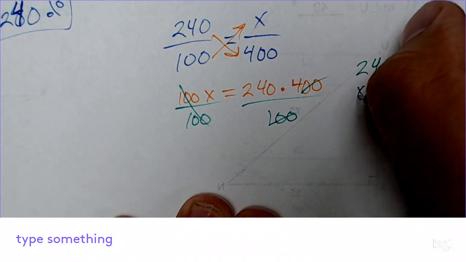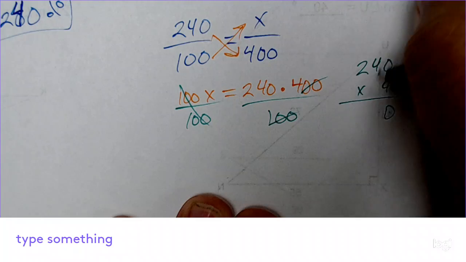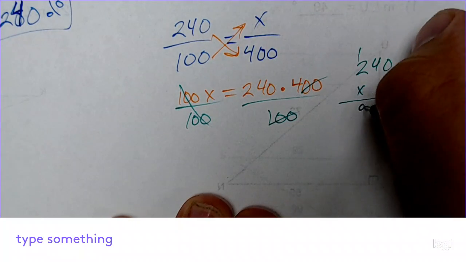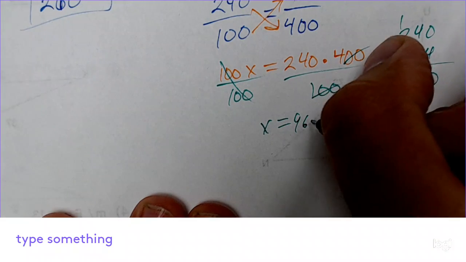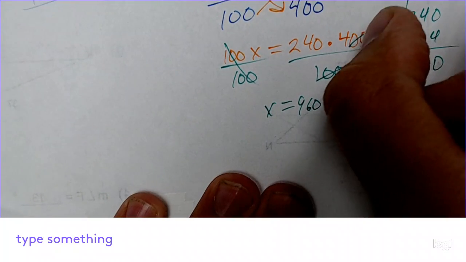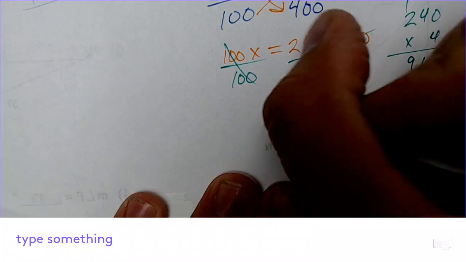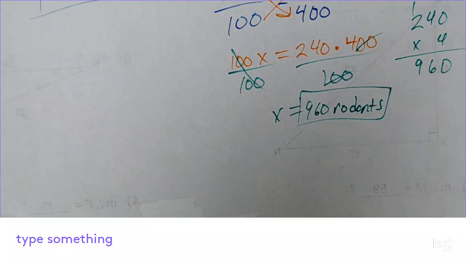And now all I have to do is 240 times 4. Let's take 240 multiplied by 4. 0, 16, 8, 9, 960. So x equals 960. So 960 rodents is my new answer.